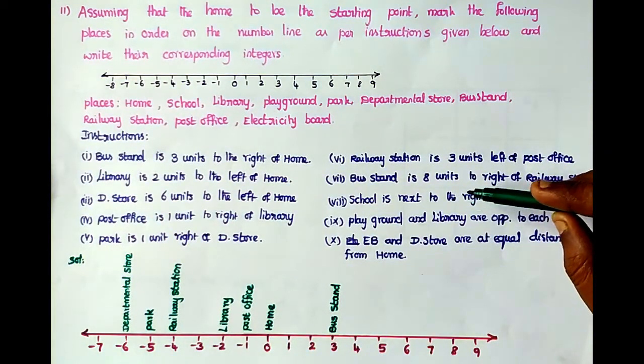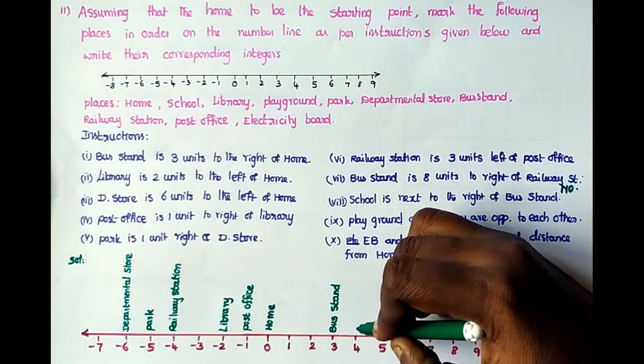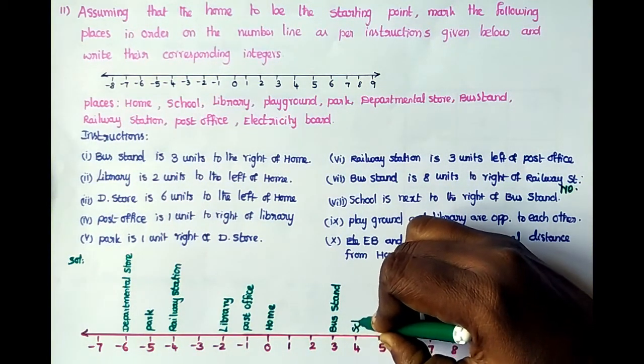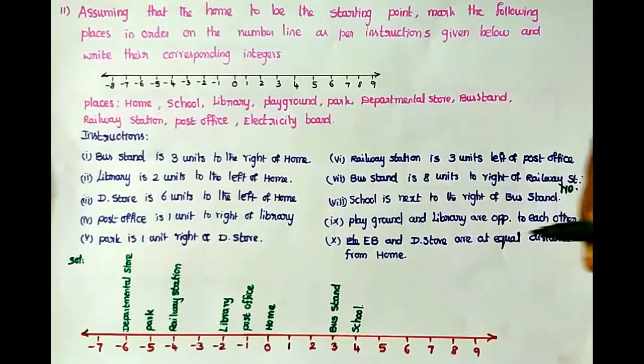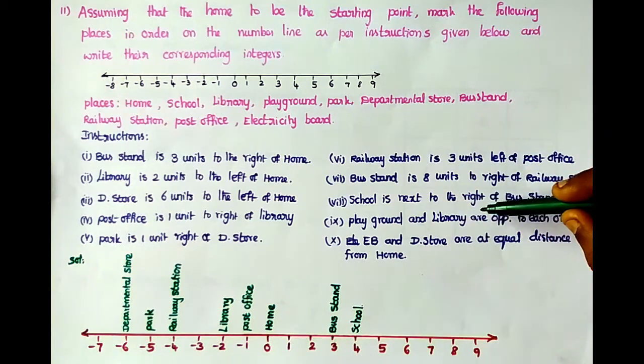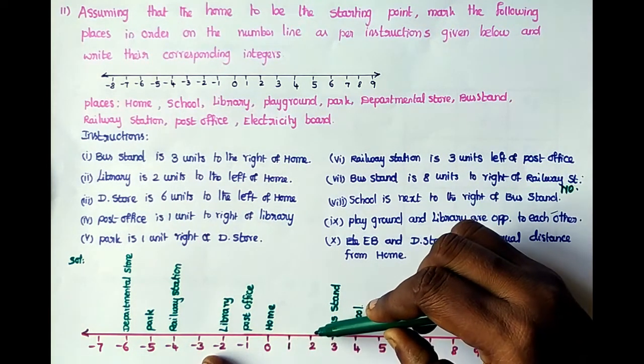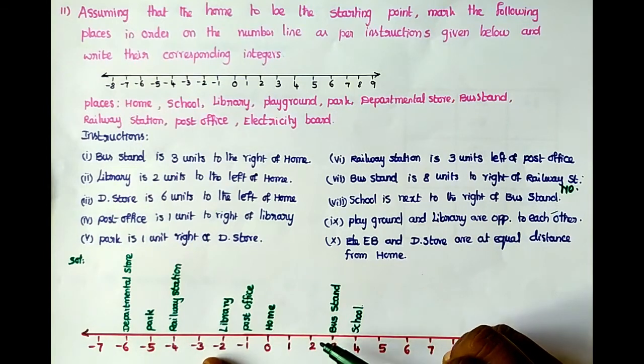The school is next to the right of the bus stand. Right of next. So that is the school. Next, the playground and library are opposite to each other. Playground and library, here -2 means here +2, that is the playground.